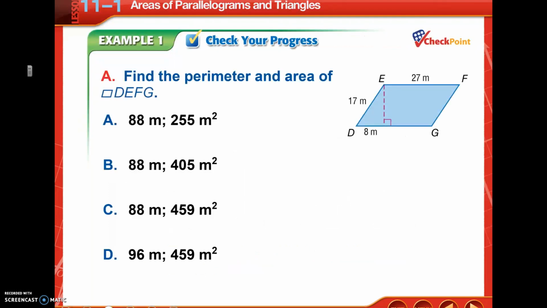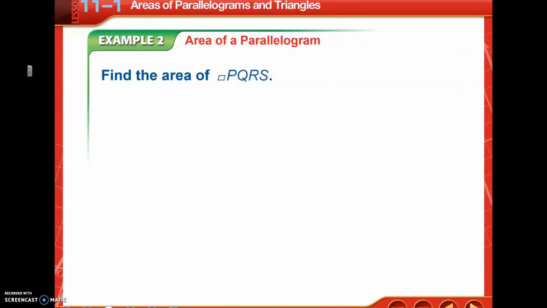So you can go ahead and try to find the area and perimeter of this parallelogram, and these are both in your notes. We're going to proceed to here.